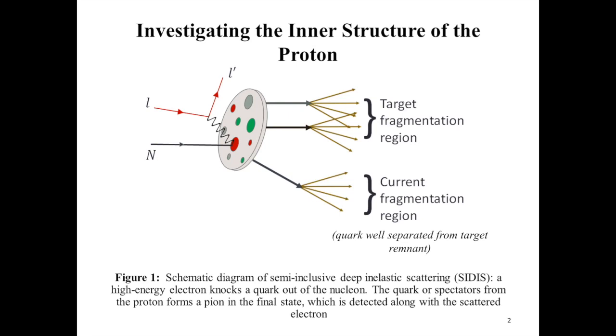semi-inclusive deep inelastic scattering. In this reaction, as you can see, a high-energy electron scatters off a quark within the nucleon. This quark forms a hadron in the final state, e.g. a pion, which is detected along with the scattered electron. In general, pions in this reaction are produced from the fragmentation of the struck quark (current region), remnants of the struck nucleon (target region), or from gluons radiated in the process.